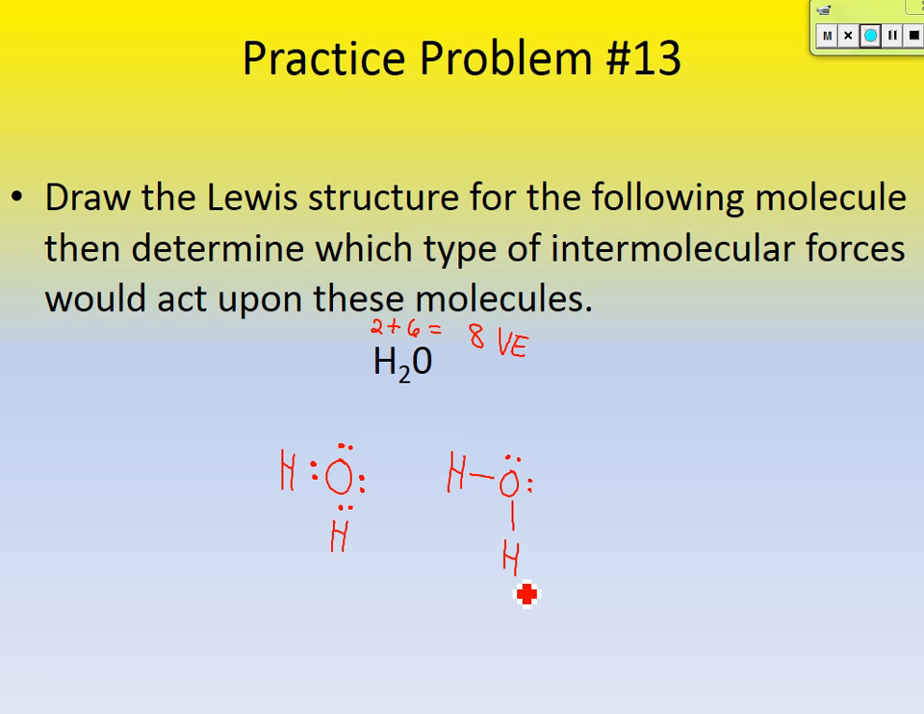Now let's go through that process. First step said do snap. Guys, is this molecule symmetrical along this axis? No. It's not. What about this one? No. It's not. So this is an asymmetrical molecule, which means it is what? It's polar. Now with polar, it could either be hydrogen bonds or dipole-dipole.